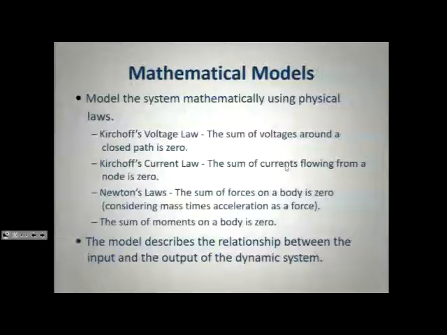Kirchhoff's voltage law, which is the sum of voltages around a loop is zero. EMFs equal potential drops. I think everybody should know that. Mechanical people should have done that as well. We've got Kirchhoff's current law: the algebraic sum of currents going into a junction is zero. Then we've got Newton's laws, which say the forces on a stationary body are always zero as well.